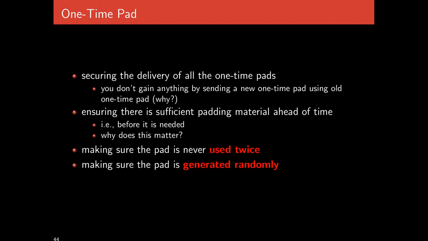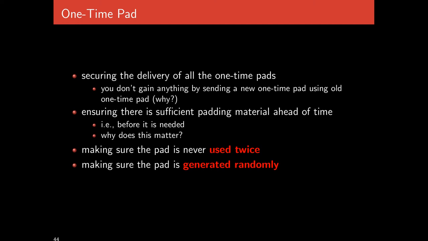You can't use one-time pad material to send more one-time pad material because, well, technically you could, but it wouldn't benefit you. You would use 1 kilobyte, for instance, of padding material to send a new kilobyte of padding material. The result is you have 1 kilobyte of padding material.